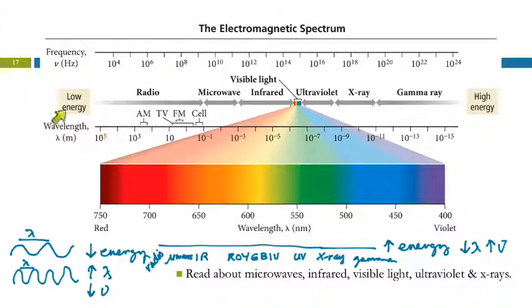You will not be expected to remember any of the numbers on this chart, but we should be able to just draw a very simple spectrum like this, just putting the regions in order and identifying higher or lower energy, frequency, or wavelength.